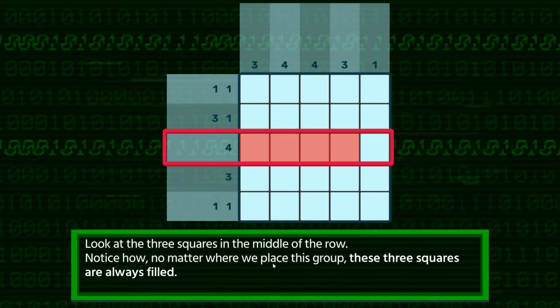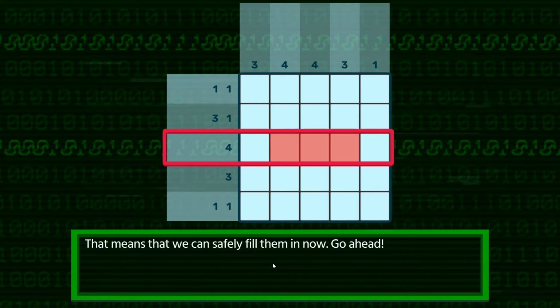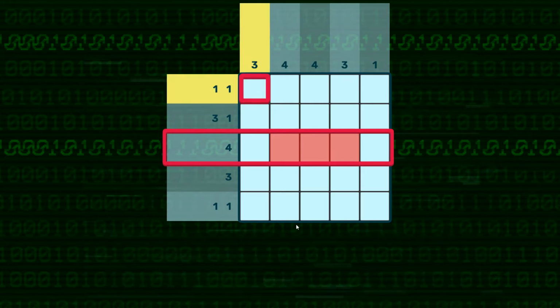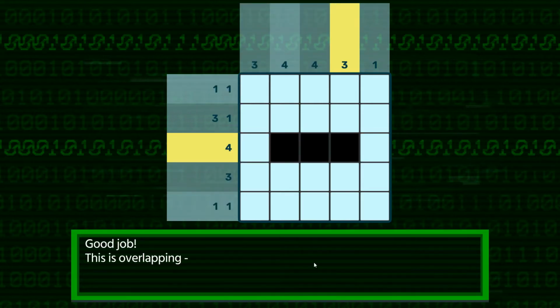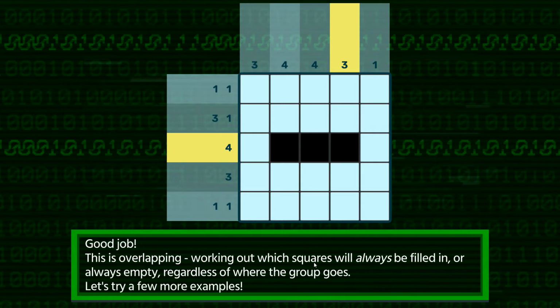Look at the 3 squares in the middle of the row. Notice how no matter where we place this group, these 3 squares are always filled. That means we can safely fill them in now. Go ahead. Yes. Good job, this is overlapping. Working out which squares will always be filled in or always empty, regardless of where the group goes.